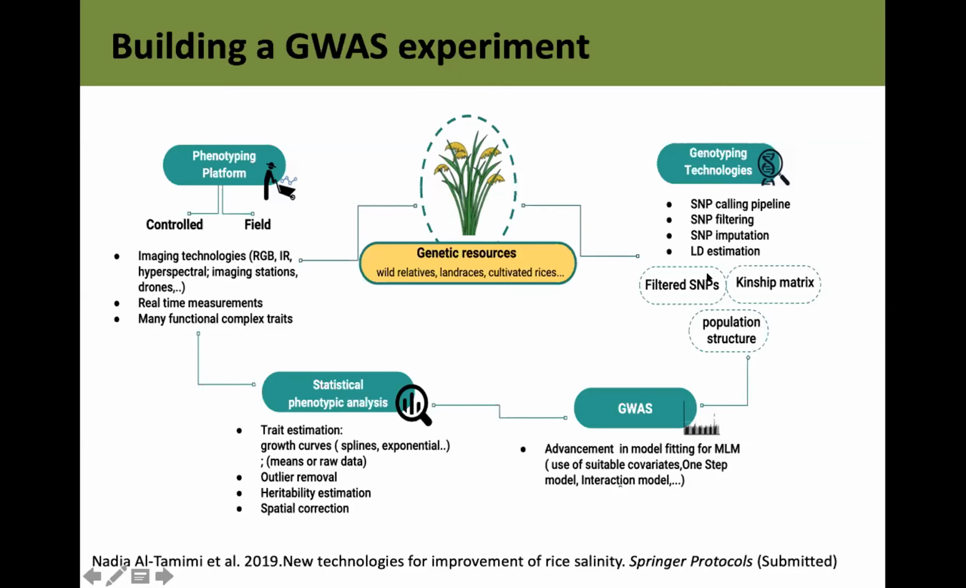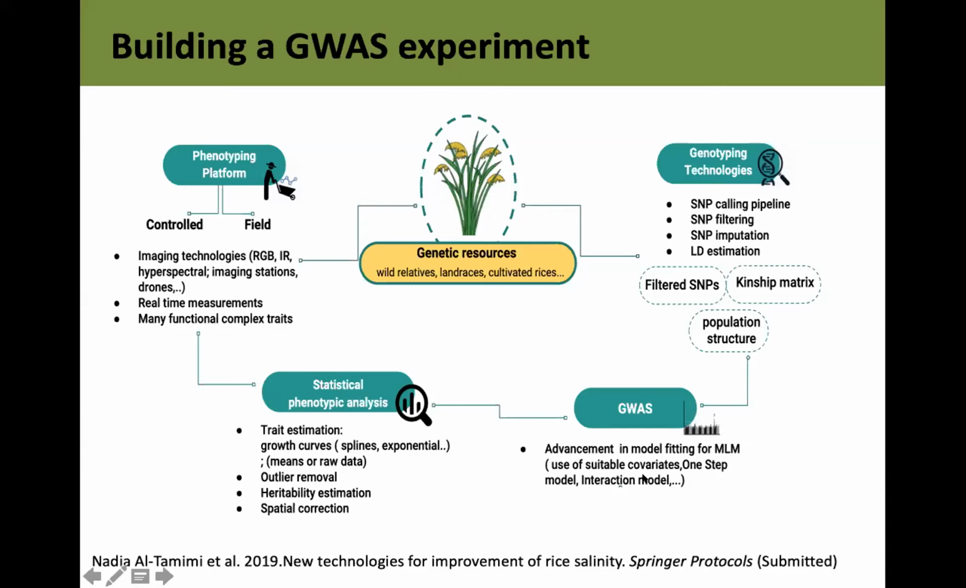And one of the things that I also focused on in my PhD is the statistical phenotypic analysis. So what's the best way to estimate traits? What type of growth curves should we be using? Is it exponential, linear? Is there another way better to represent it using splines? Should we use the means of the genotypes or the actual individual raw data of the plants? And if we have outliers, should we remove them? How important is heritability estimation? And do we need to spatially correct for our data?